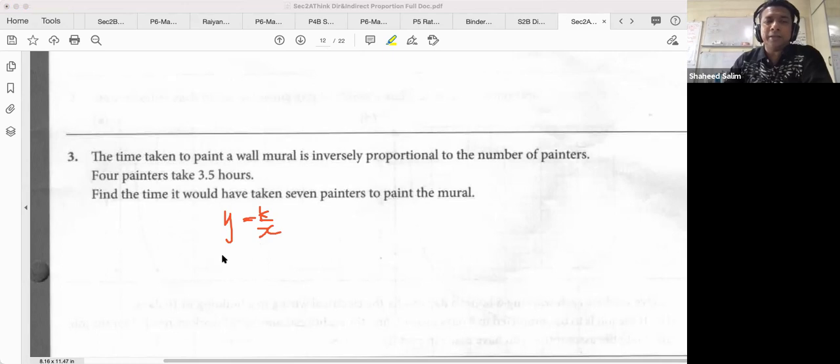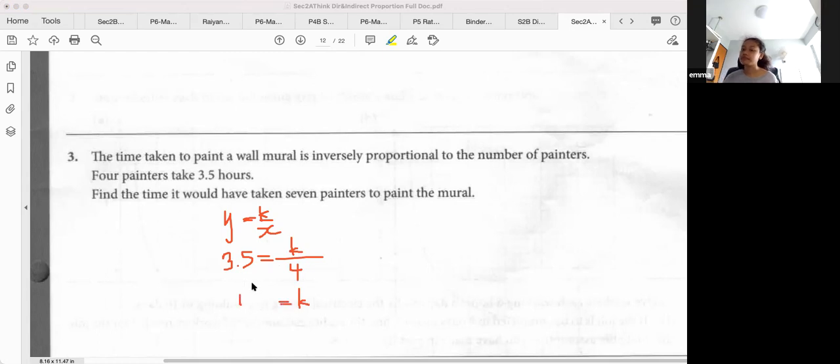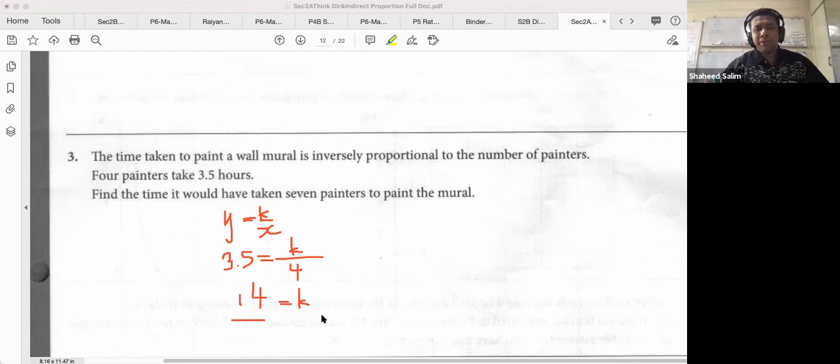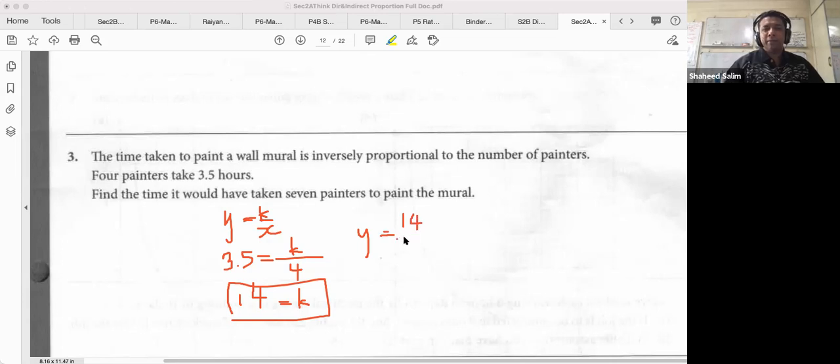So you put in, this is 4, it is 3.5. Time is normally the Y. People, the effect, is normally here, down here is the number 4, and then K, and after it's K equals 14. Now this is just K. So your new formula is Y equals 14 over X. So now you must complete the second part.